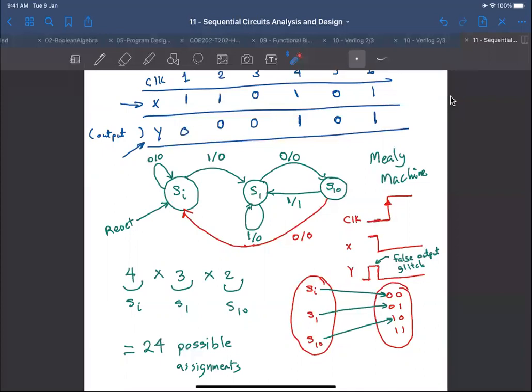But keep in mind that in a Mealy machine we get what we call a glitch. Sometimes we get a false output that the sequence is detected, but in fact, it's not detected.